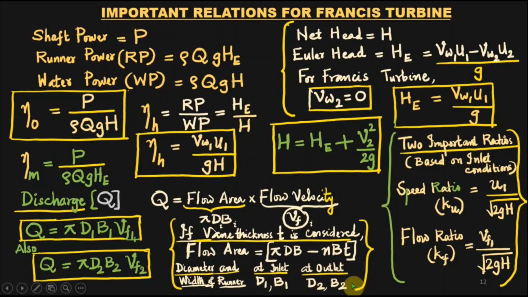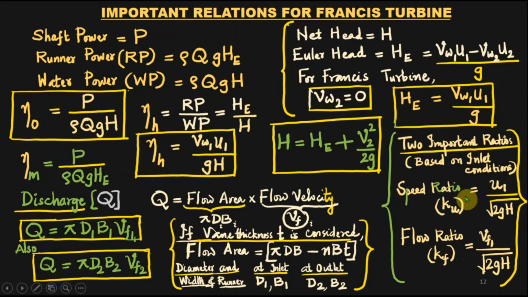Now two important ratios in the case of Francis turbine, and here the ratios have been expressed based on the inlet conditions. Usually these two ratios will be specified based on the inlet conditions. But remember, in the case of Francis turbine, U1 is not equal to U2. U1 is very much greater than U2.